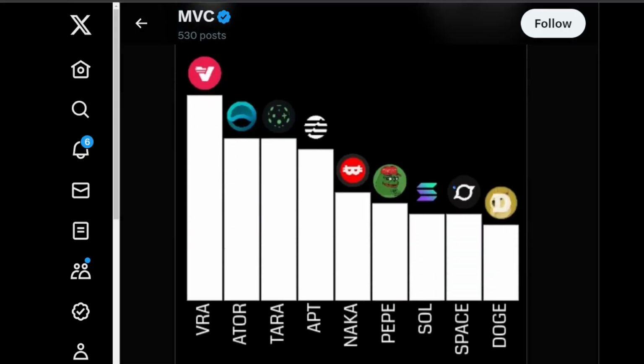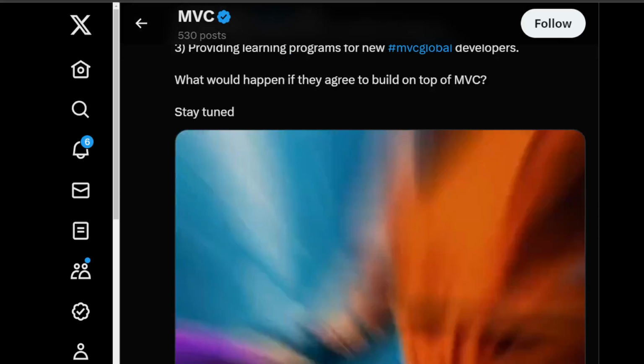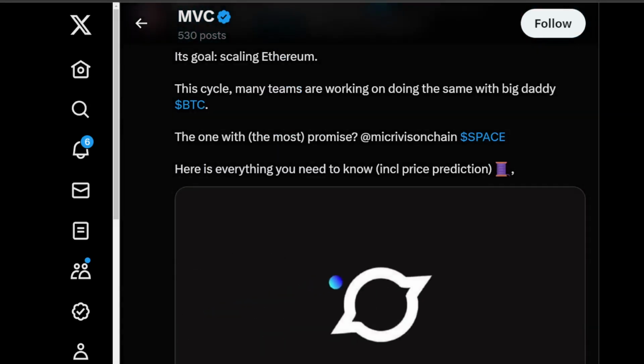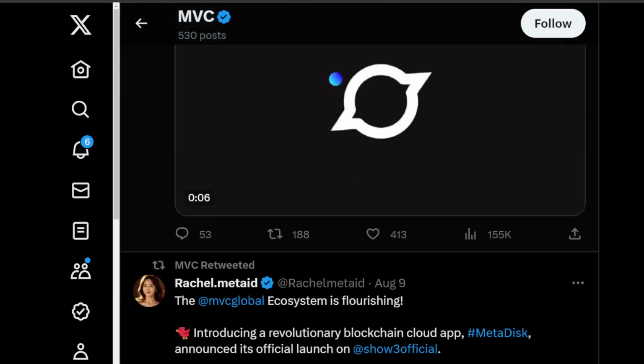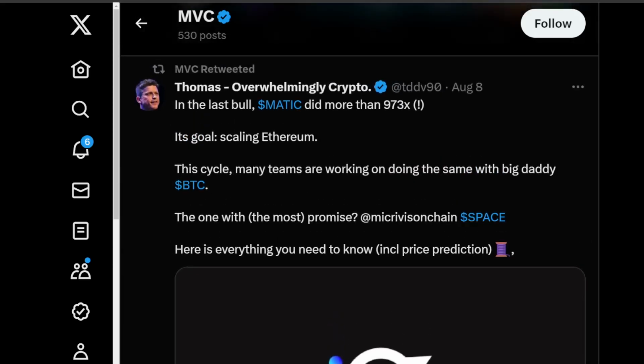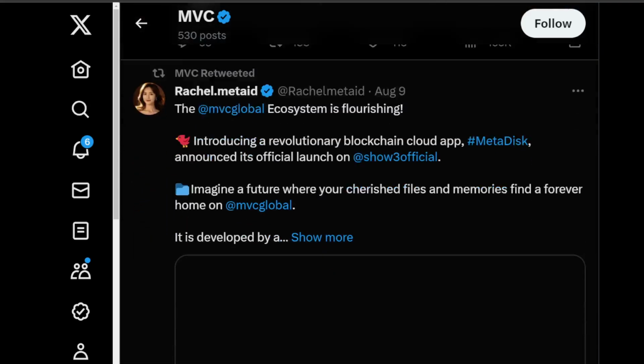I did a little bit of research on their overall engagement, and I think it could be a little bit more. And given the fact that we're in a bear market, their engagement is quite stagnant, but at least stagnant. It's not down. So that's pretty good. At least they're getting a little bit. What's going on here? What are they talking about? It's about scaling Ethereum. So in the last bull run, Matic was to scale Ethereum. Space is to scale Bitcoin, but it's not really scaling because it's not a layer 2, it's a side chain, so it's a little bit different, but I get the correlation.